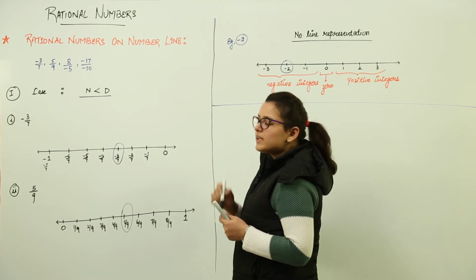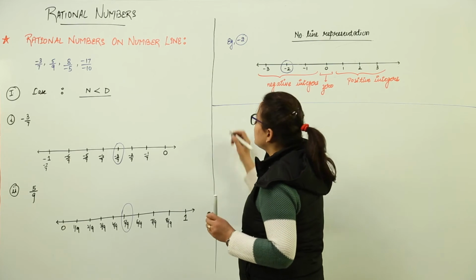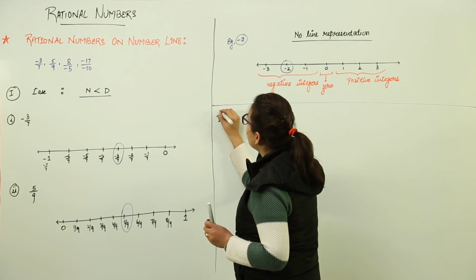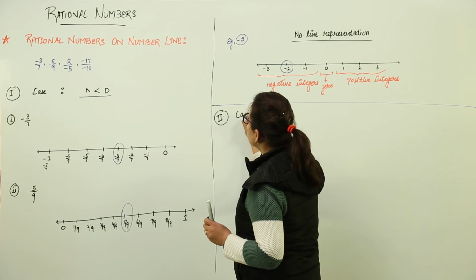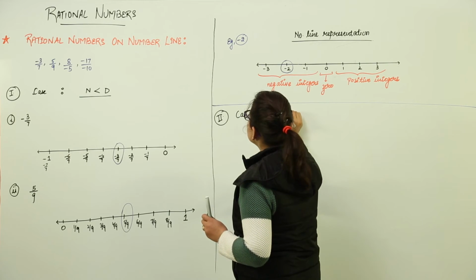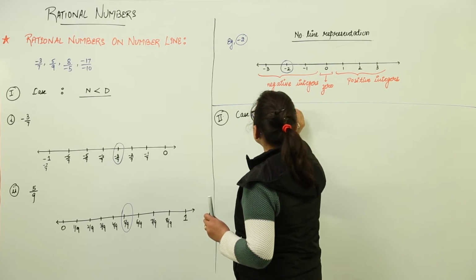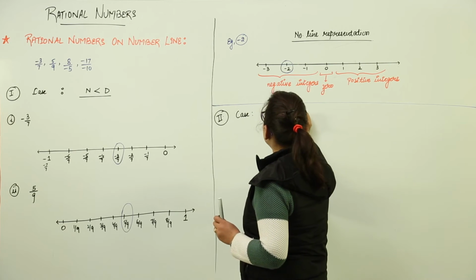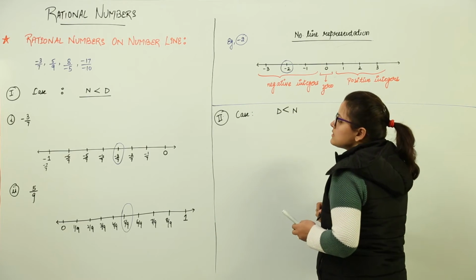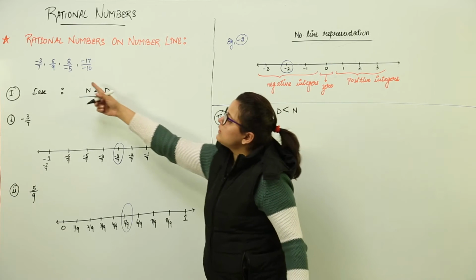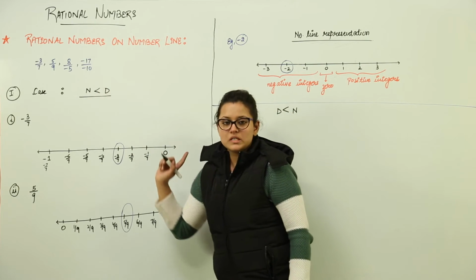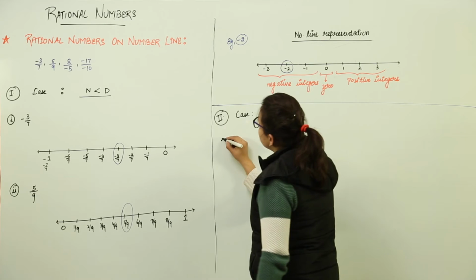Now considering the next case. Obviously one case is the numerator is less than the denominator. What will be my second case? The second case would be that the denominator is smaller than the numerator. This is the other case. I have written the rest two examples for this case only. Let us take the first one.